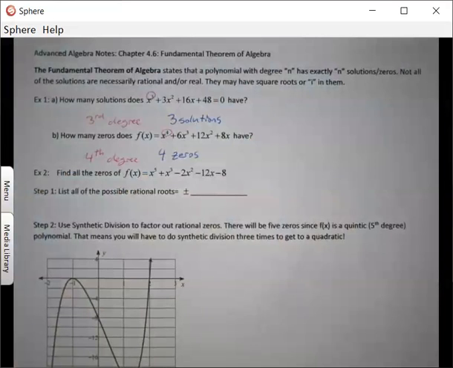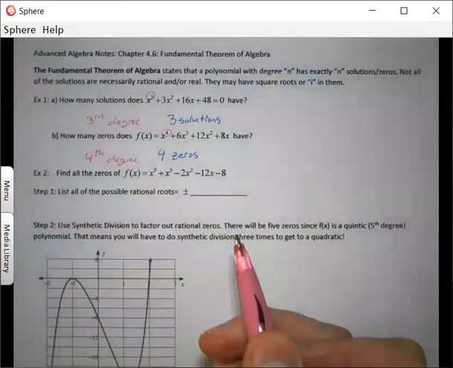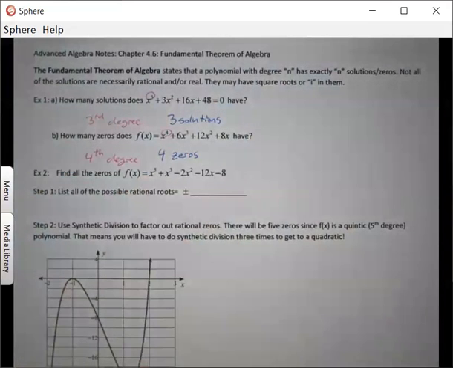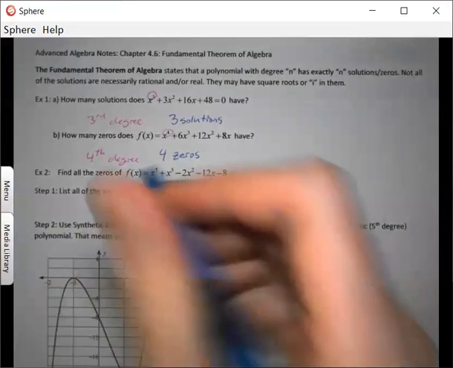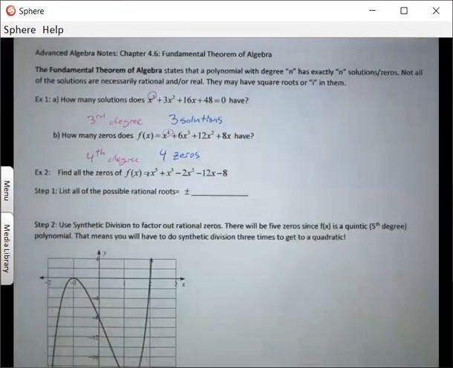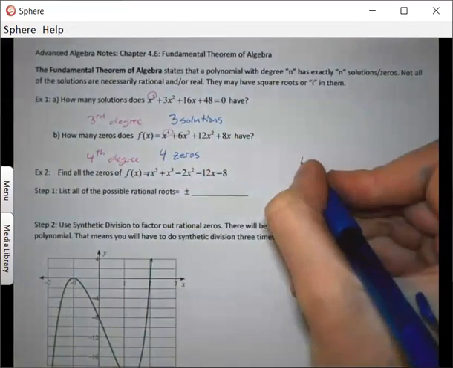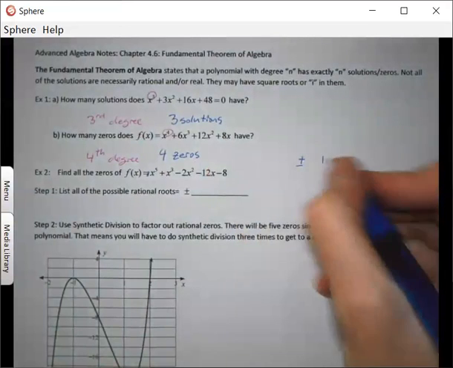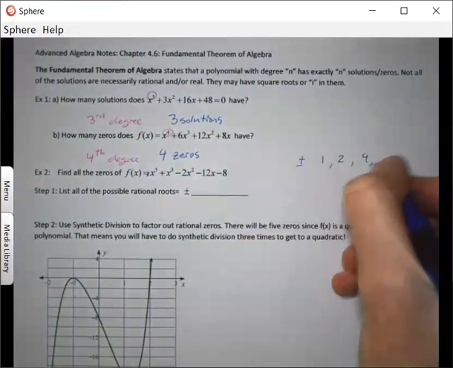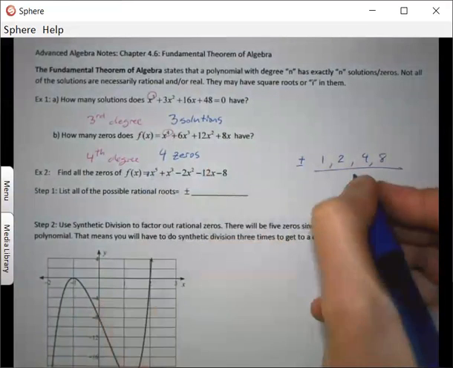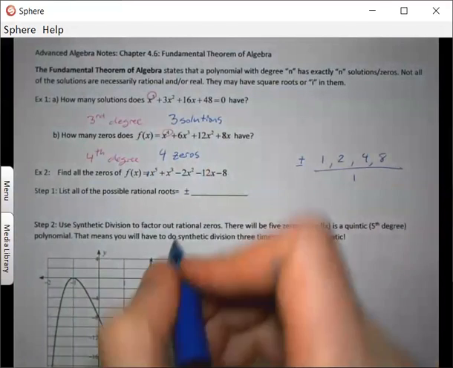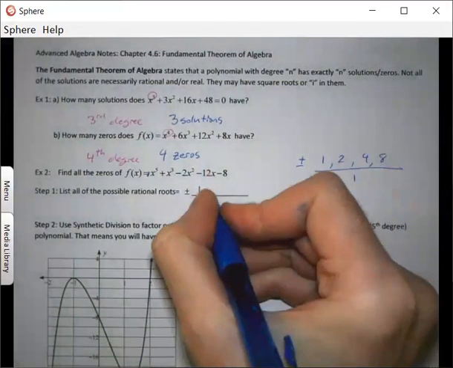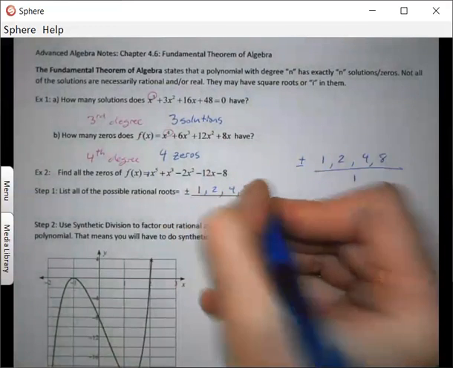So for example 2, given a function, we want to find all of the zeros. Now, using our fundamental theorem, we can see it's degree 5, so we should have 5 zeros total. Just like before, we're going to list our rational roots. The first number is 1, the last is 8. It's going to be plus or minus factors of 8: 1, 2, 4, 8, over factors of 4, which is just 1. So our possible roots are plus or minus 1, 2, 4, and 8.